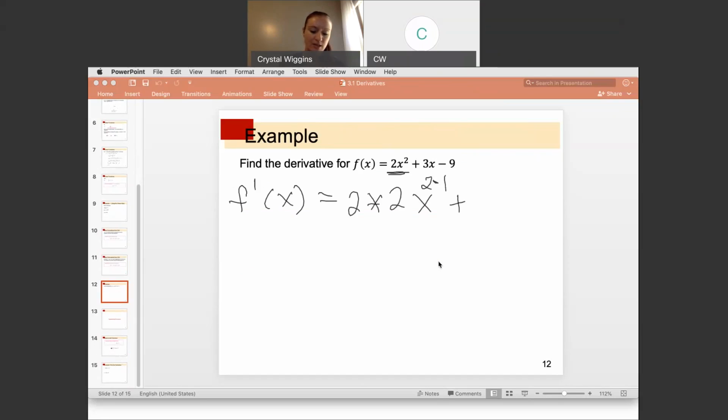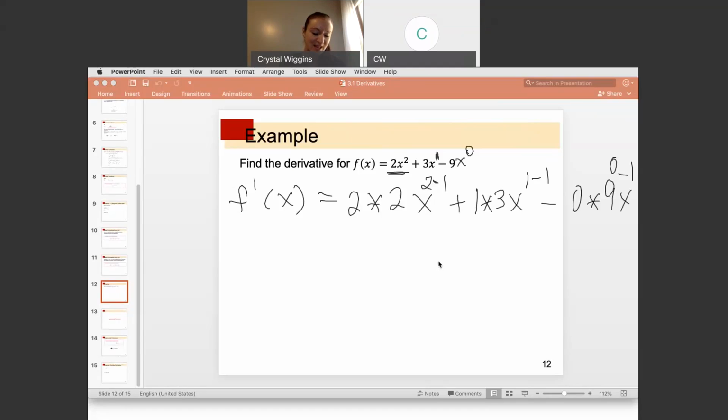So again, the exponent here is a 1. So if we do 1 times 3x to the 1 minus 1. And then if we take this last term, which technically, since the x isn't there, it's like x to the 0 power, because recall, anything raised to the 0 power is 1. So if we follow the same rules, we would do 0 times 9 times x to the 0 minus 1.